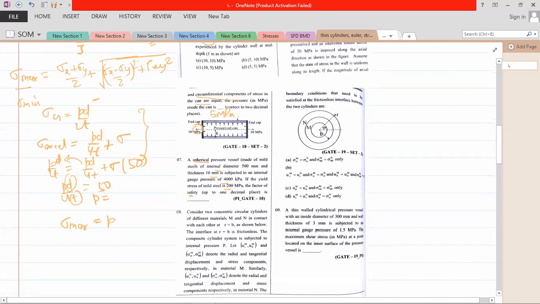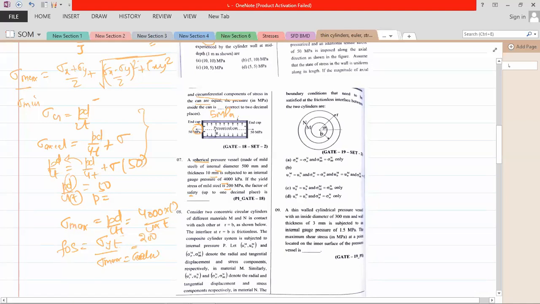That is PD by 4t. So you are given pressure 4000 kilopascal, diameter is given, divided by 4t. You can obtain the maximum stress. Now, what is the factor of safety? I just told you earlier in lectures. Sigma yield upon sigma maximum or sigma allowable. This was the expression. So sigma yield, you know, is given as 200, and sigma maximum you can obtain from here.